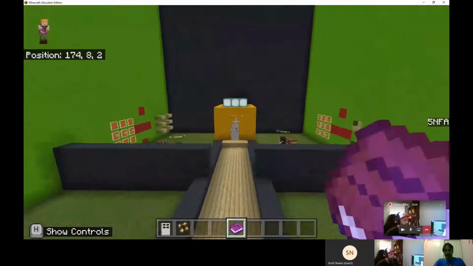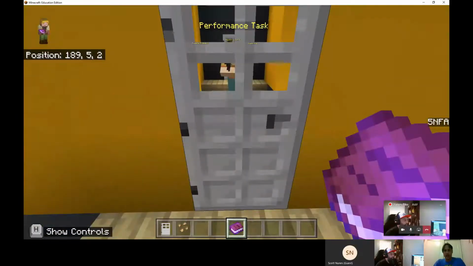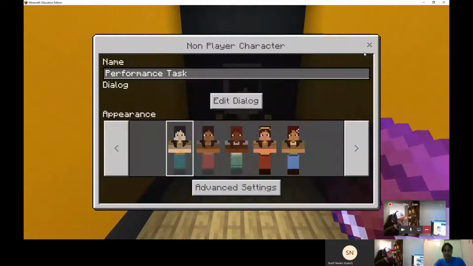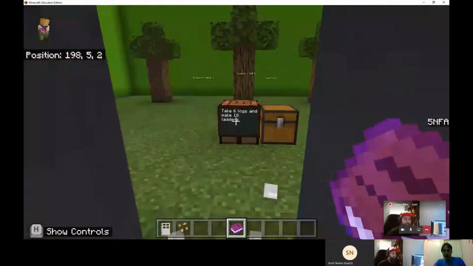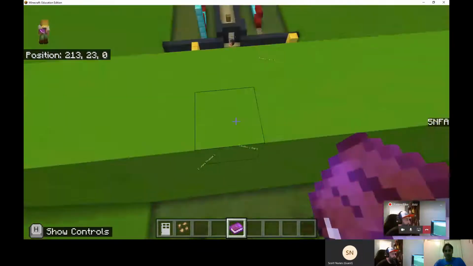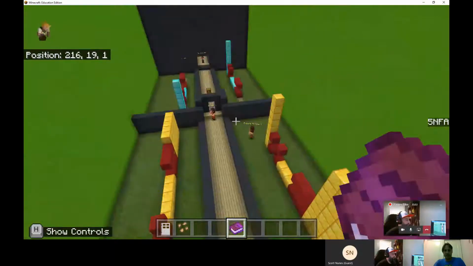And then when we get to the end of it, we get the performance task, which is you're given logs and you need to make a certain number of ladders. You go over here, you grab your logs, you get the ladders. You use the ladders to climb up over here and drop into the next room.